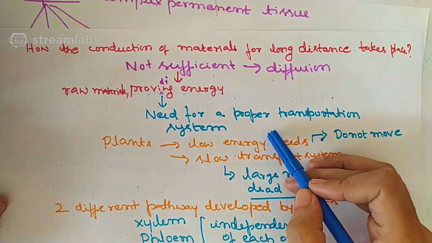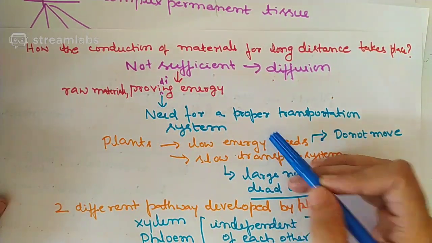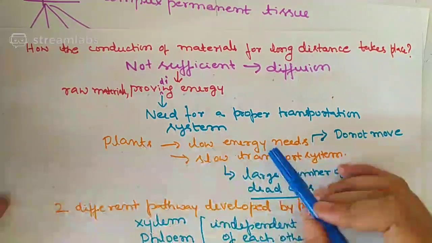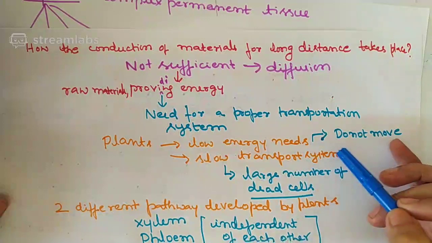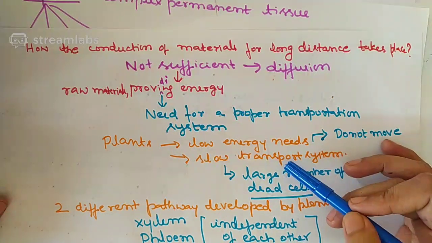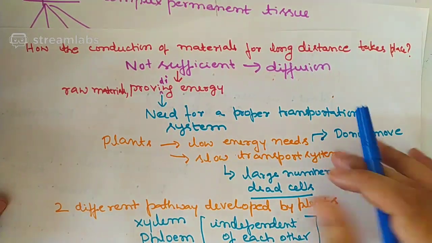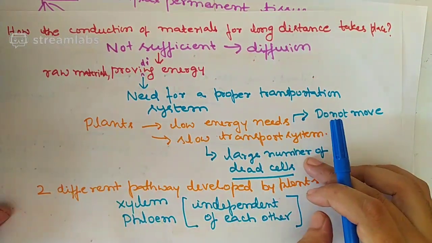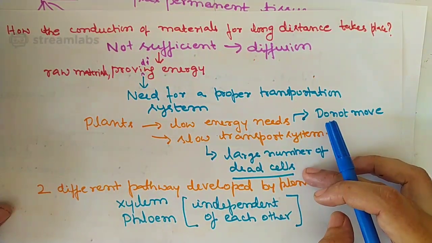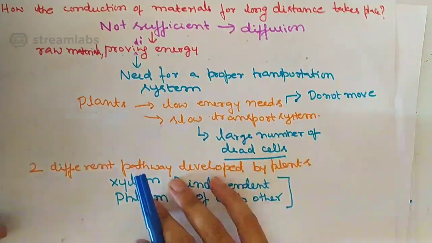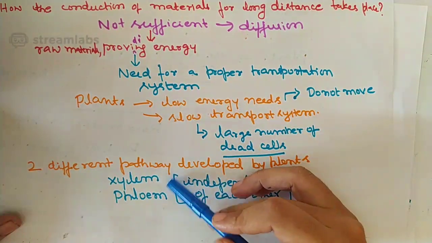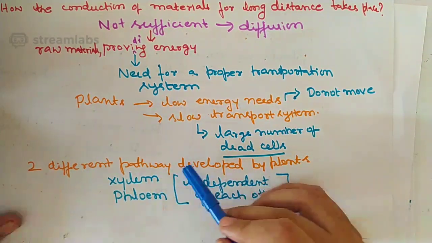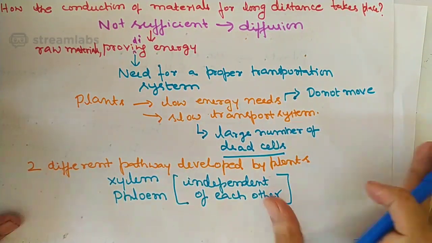There must be a proper transportation system, but you must remember the energy need is less because they are not going to move, and they require a slow transport system as there are a large number of dead cells in their body. And I have told you there are two pathways developed by the plant, that is the xylem and the phloem, and both pathways are independent of each other.